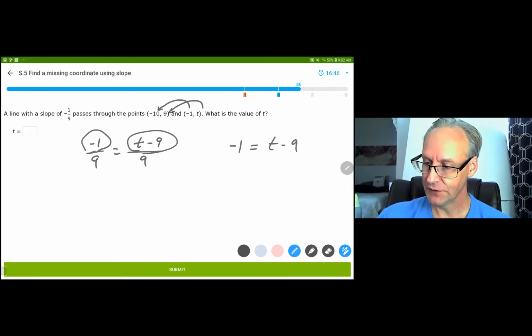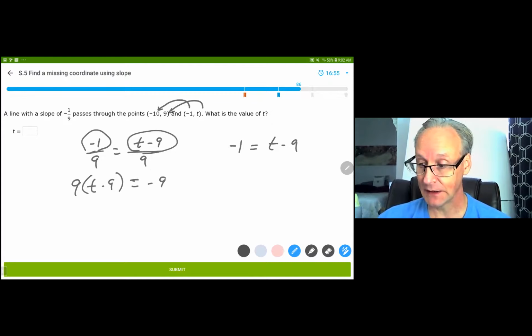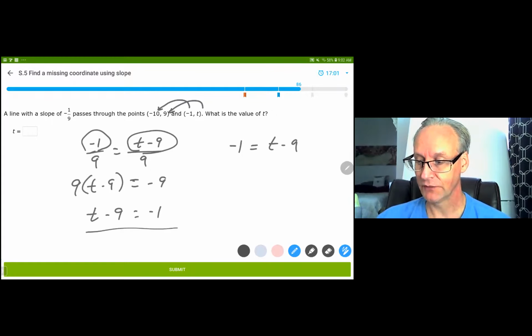If you wanted to, you could, of course, write 9 times t minus 9 is equal to negative 9. And then you're going to divide by 9 on both sides. You get t minus 9 is equal to negative 1. But of course, it was a lot more direct to do it this way. Add the 9 to both sides, and we get t is equal to 8.